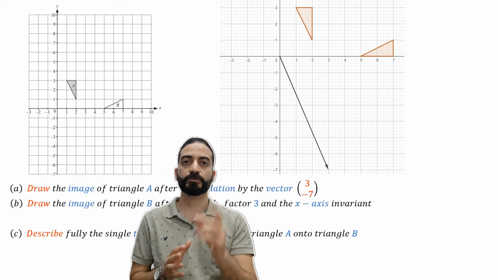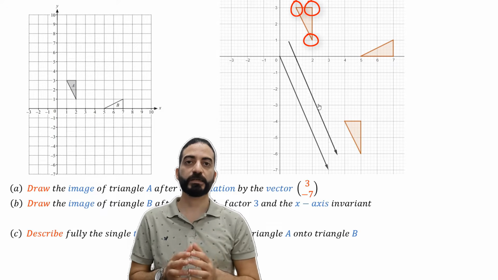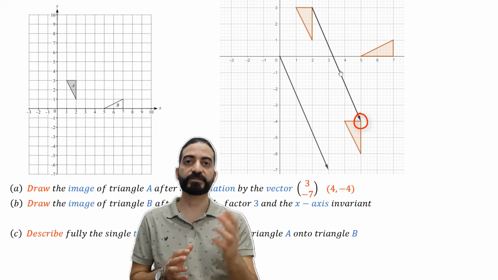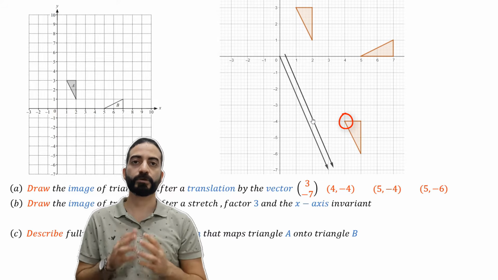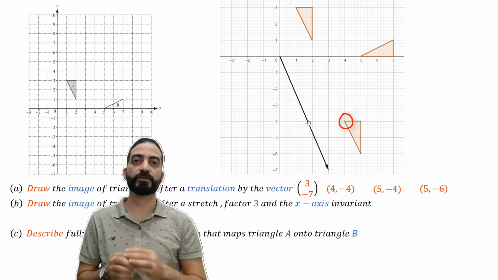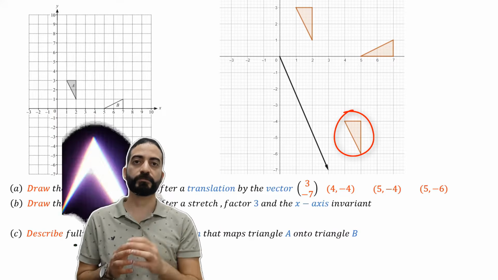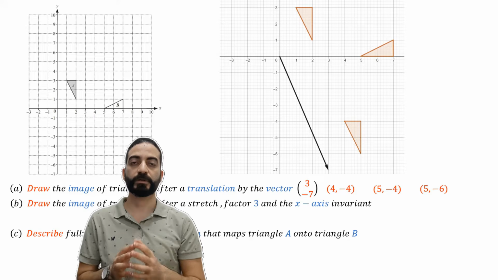Now we must move these points using this vector. As we see, we get the points (4, -4), (5, -4), and (5, -6). Now, when we connect the points together, we get the image of triangle A after the transformation by the vector (3, -7). Now we move to part B.